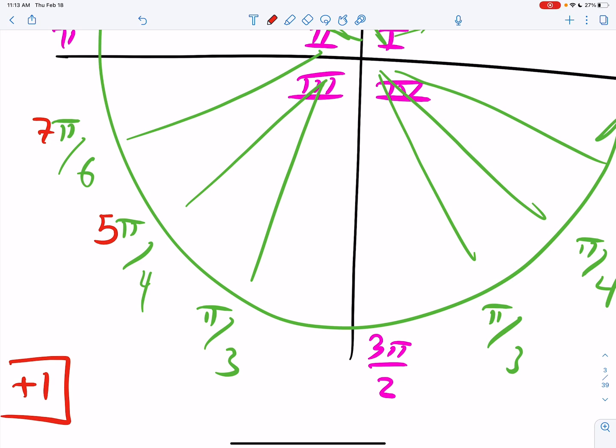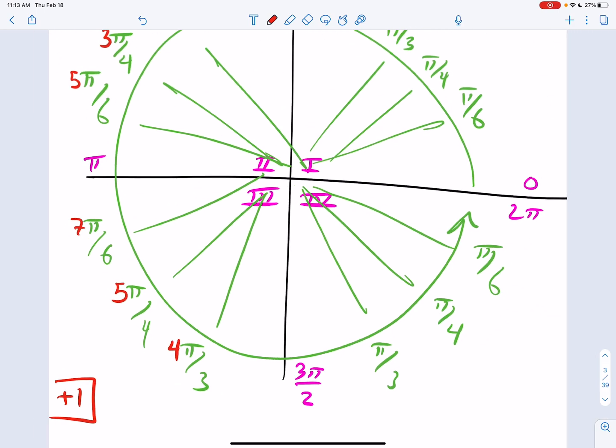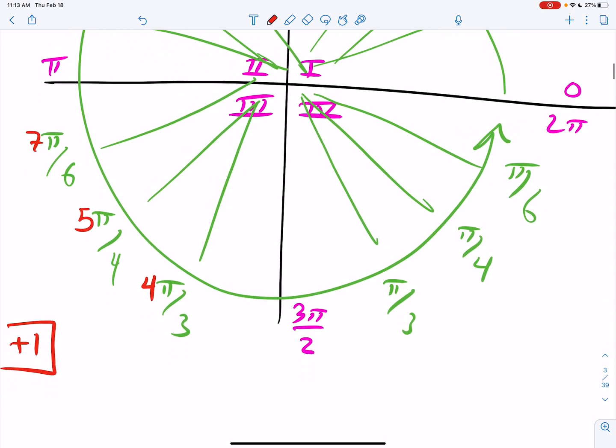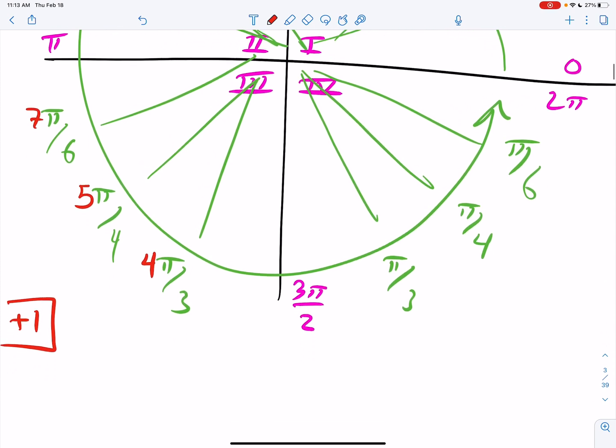Press play when you're ready. This one would be 4 pi over 3. So when you're in the third quadrant, you notice that the numerator is always 1 more, okay? Last one here is a little bit tricky. I'll give you the first one. This is 5 pi over 3.